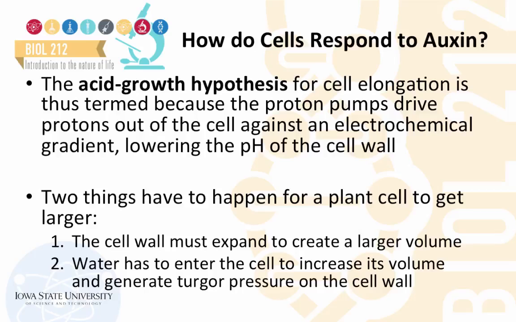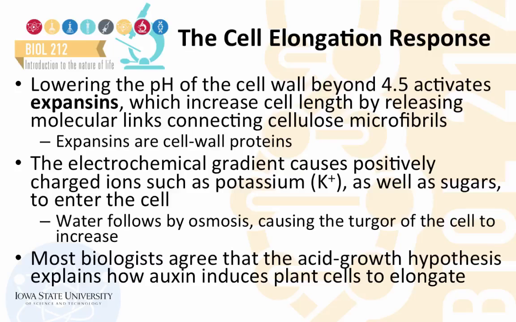Two things have to happen for a plant cell to get larger. 1. The cell wall must expand to create a larger volume. And 2. Water has to enter the cell to increase its volume and generate turgor pressure on the cell wall. When the pH of the cell wall is lowered below 4.5, this activates expansins, which increase cell length by releasing molecular kinks connecting cellulose microfibrils.